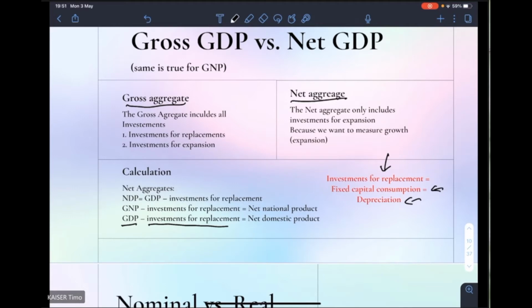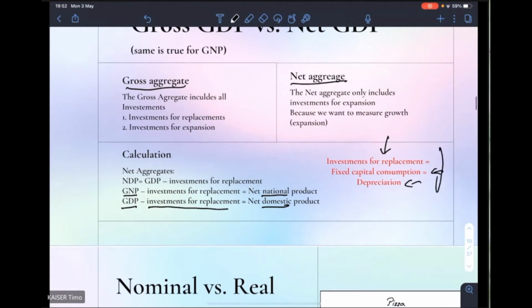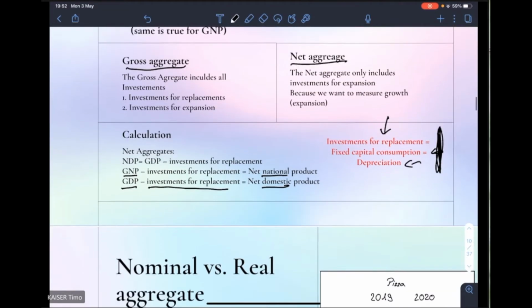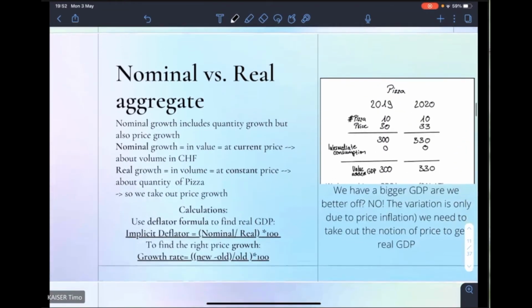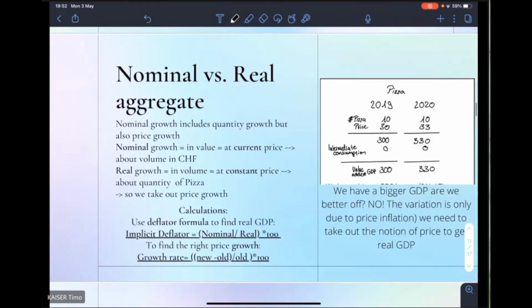Yeah, and this can be done for, of course, the national and the domestic product. Here, GNP, you just subtract the investments for replacements and then you have it. Okay, so yeah, there was gross and net, also quite simple, but very important to remember that these are all the same. Okay, now let's go to the real one. Not to the real one, but yeah, good introduction. Let's go to the next one, which would be nominal versus real aggregate.